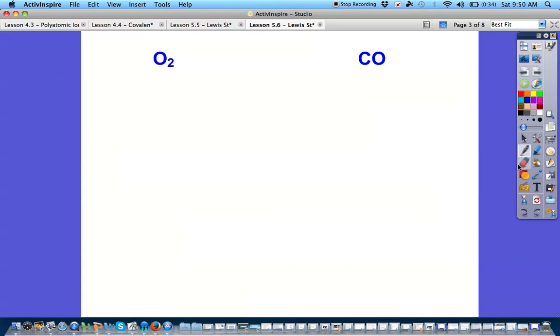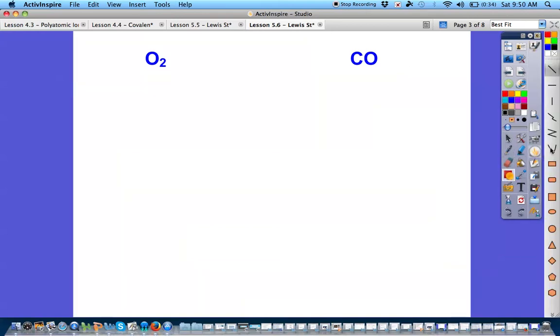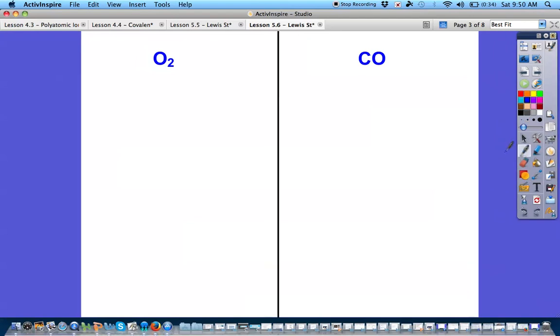So we have 2 examples here. We have oxygen and we have carbon monoxide. So oxygen, we have 2 oxygen. Oxygen has 6 valence electrons. That's going to give us a total of 12 electrons for our Lewis structure. We only have 2 atoms, so we're just going to put those 2 atoms side by side. We're going to single bond them, and we're going to take away those 2 electrons from our total. So we have 10 electrons now.